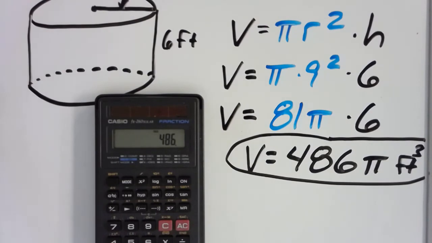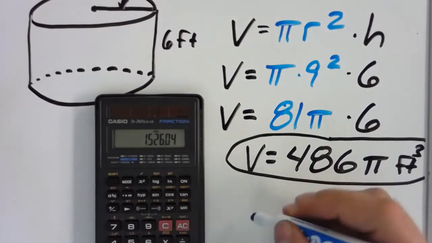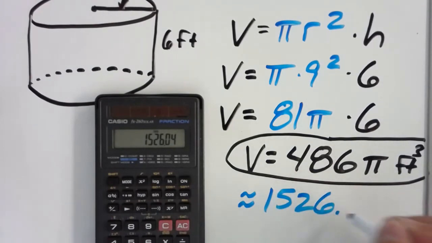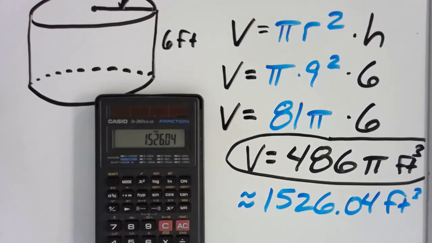But if I needed to round this to the nearest hundredth, I'm just going to do 486 times 3.14. And so the volume here is approximately 1,526.04 cubic feet. There it is in approximated form.